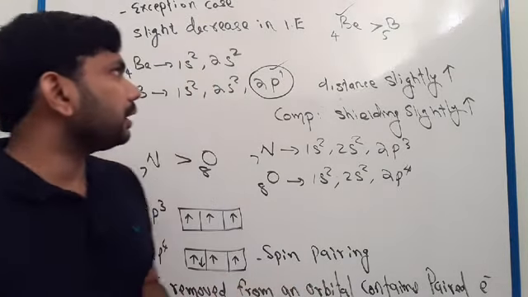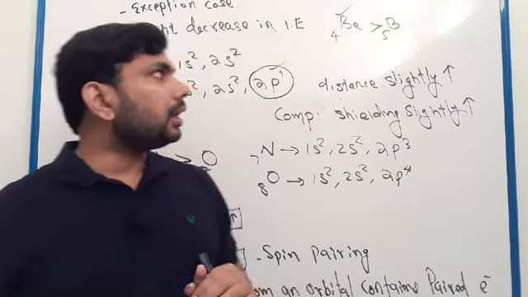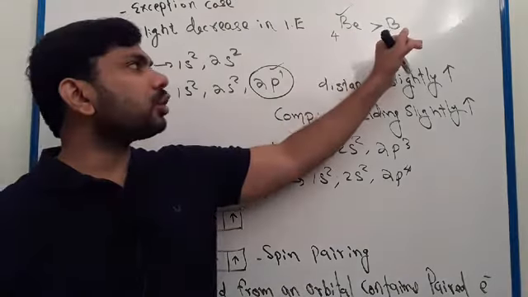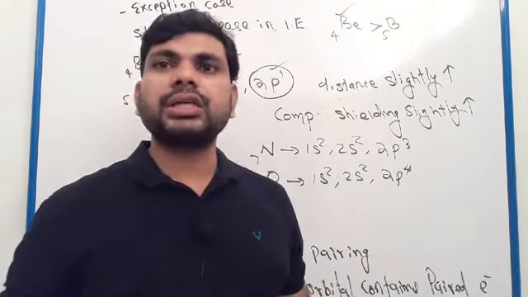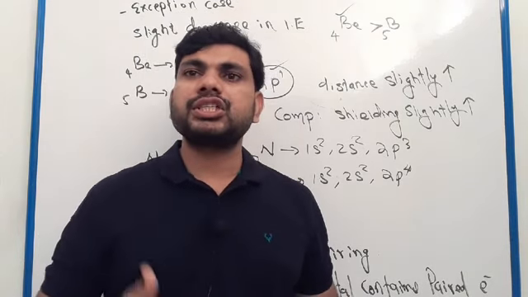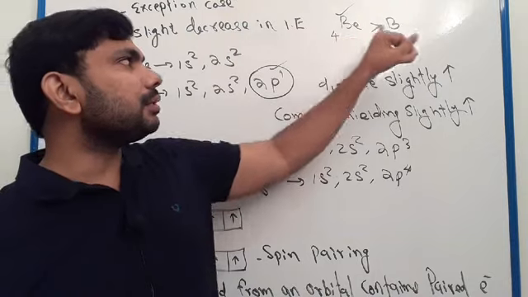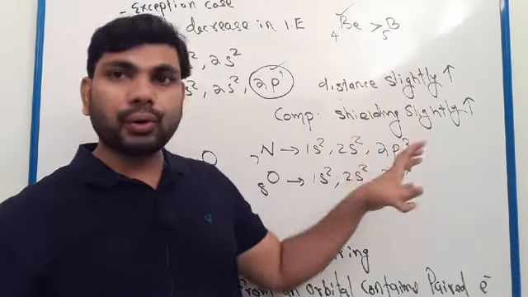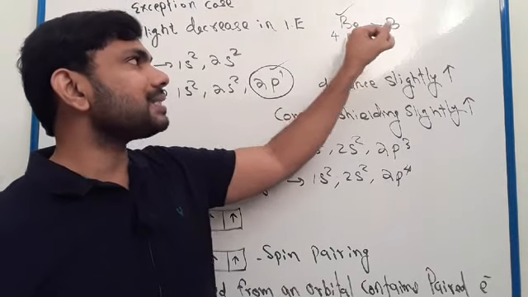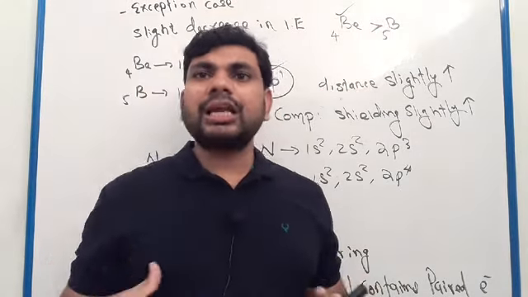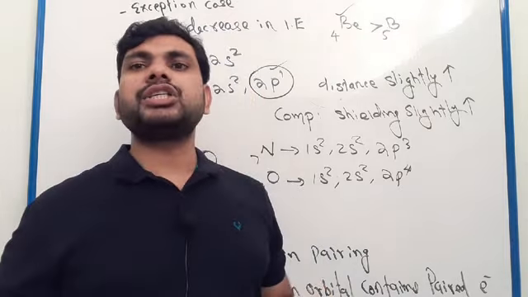See here one exception case: beryllium and boron. Beryllium has atomic number 4, boron atomic number 5. We discussed that across the period the number of protons increases and effective nuclear charge increases, that's why ionization energy generally increases. But the number of protons in beryllium is less than in boron, yet the ionization energy of beryllium is higher.